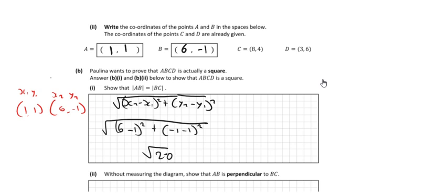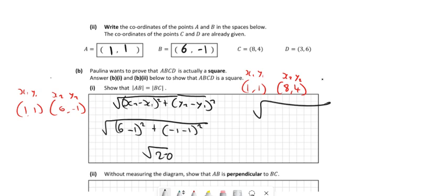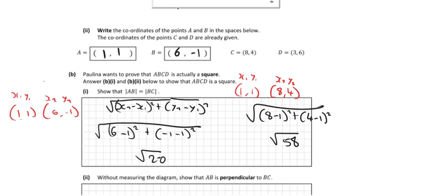And then if I do it for AC, it will be 1, 1, and 8, 4. And if I sub it in for that, x1, y1, x2, y2, it will be 8 minus 1 squared plus 4 minus 1 squared. That's 49 plus 9 is 58, root 58. We get different things there. Oh, actually, I've used the wrong coordinates there. I used AC. We're supposed to use BC because that wouldn't make sense.